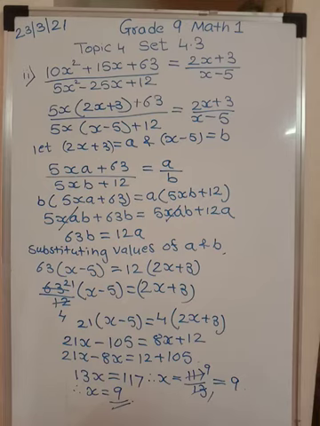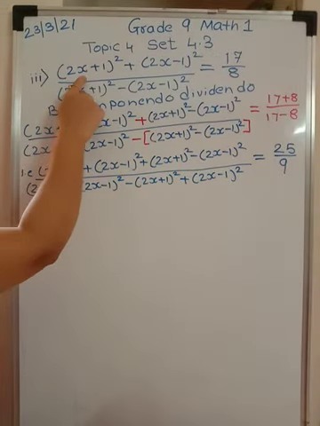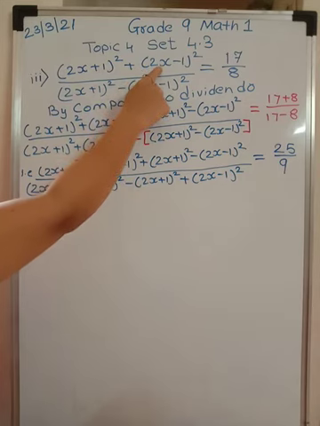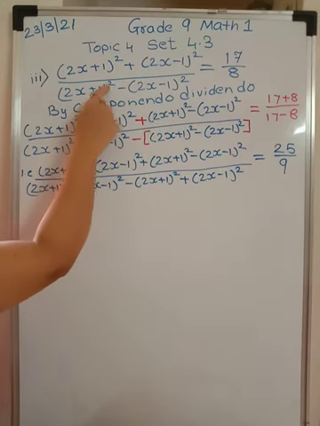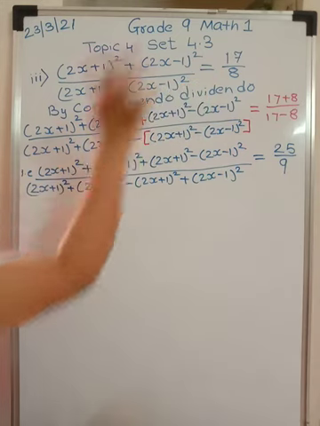Each problem is unique, students. Remember what is to be done. Let's go to the next one. Now look at the third problem. 2x plus 1 the whole square plus 2x minus 1 the whole square upon 2x plus 1 the whole square minus 2x minus 1 the whole square is equal to 17 upon 8.